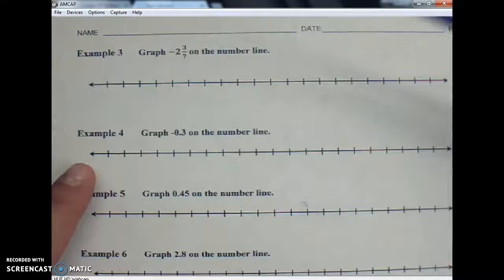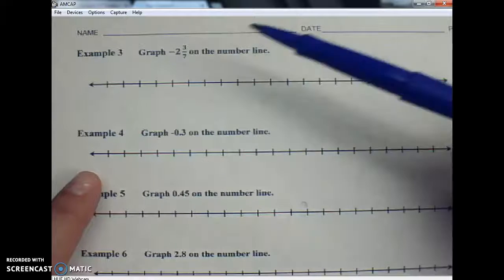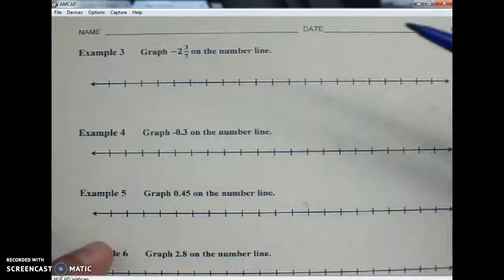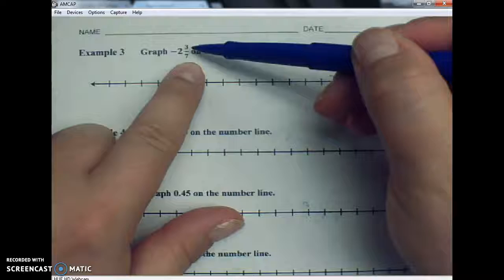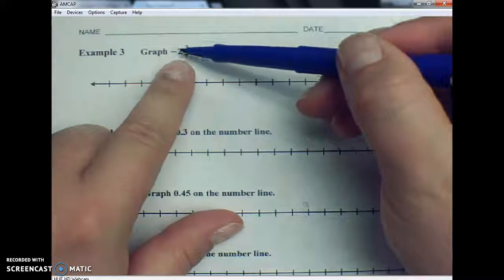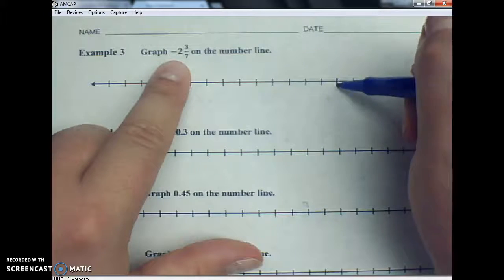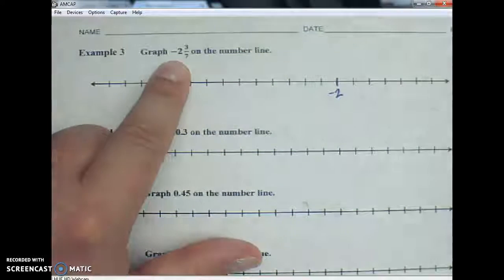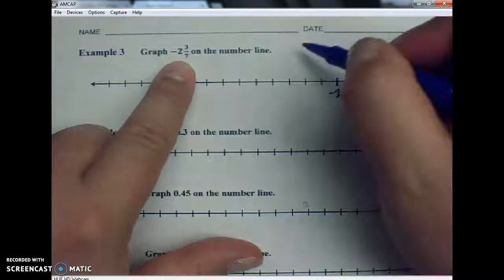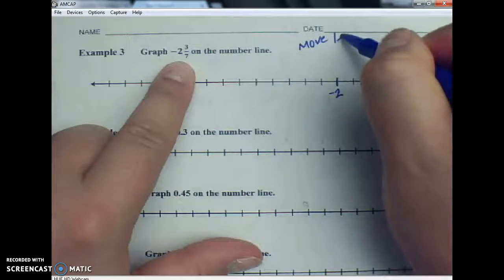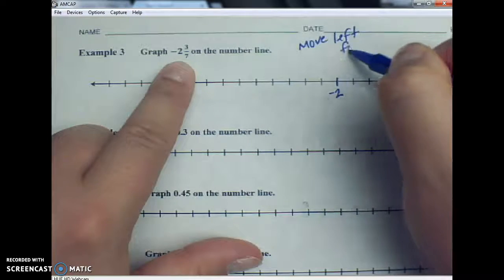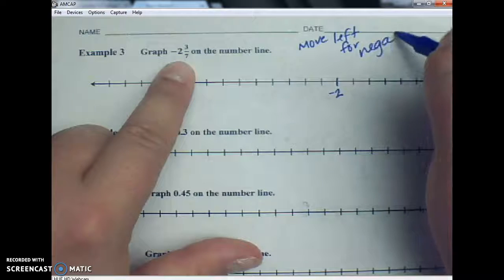So on the back side on example 3, we're going to start with negative numbers now. Negative 2 and 3/7. It works the exact same way as the positives, except you're going to move left instead of right. So if I have negative 2 and 3/7, that fraction is still going to be between negative 2, and because it's negative, I'm going to move left. We're going to move left for negatives.